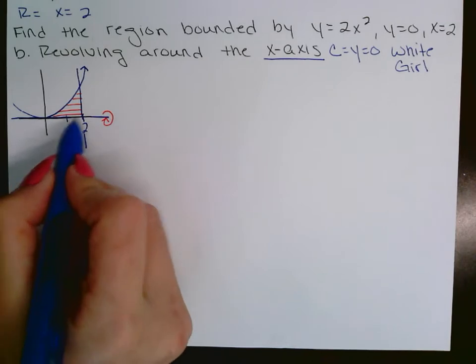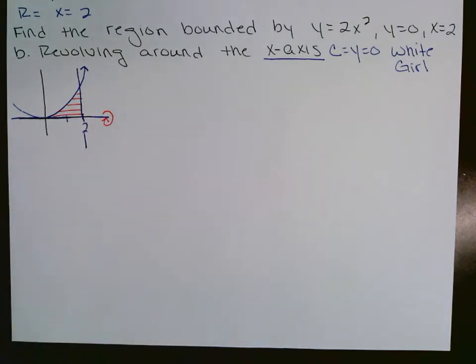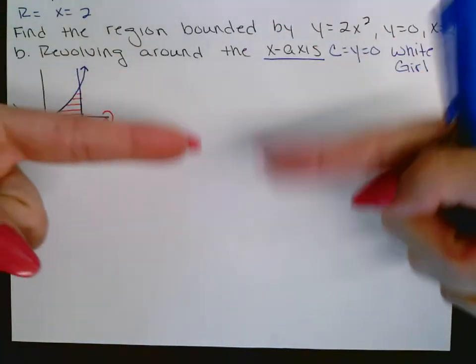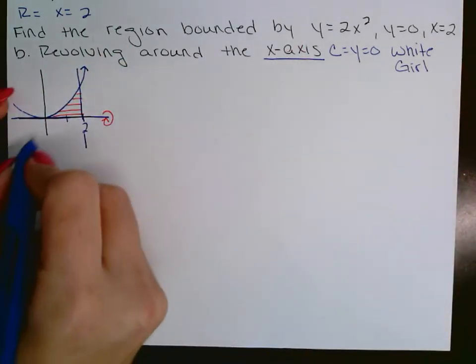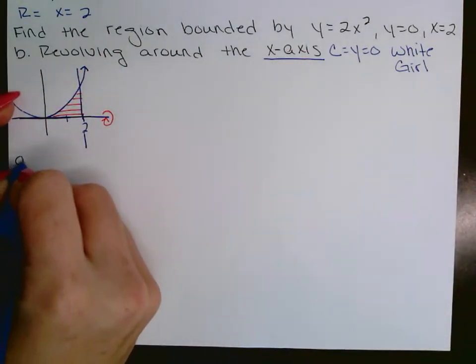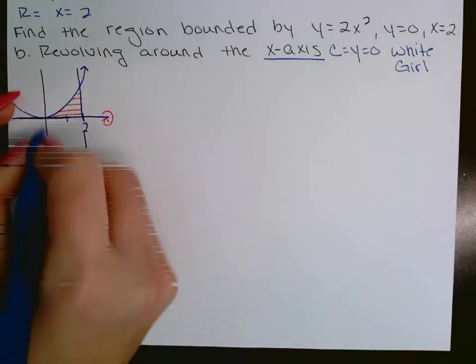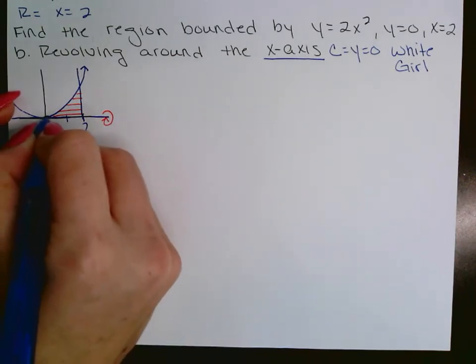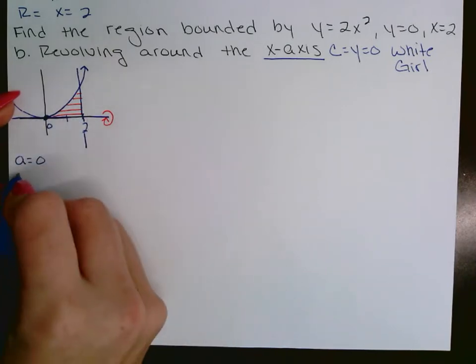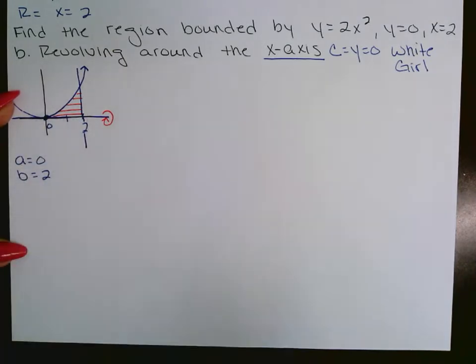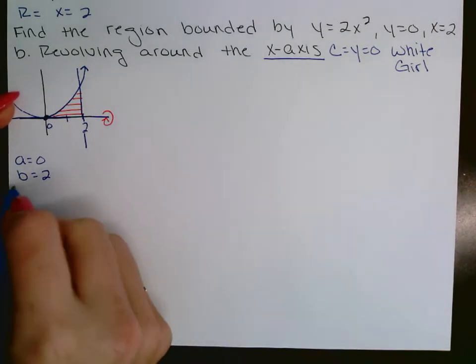So now, if it's a Willy revolving this way, my limitations, my A and B, are X's. They're on the side. So this one's actually pretty easy to see. Who is my A? 0. It closes off right here at the origin at 0. And where does it close off on the right? Very easy to see, right? Told you, Willy questions are a lot easier.